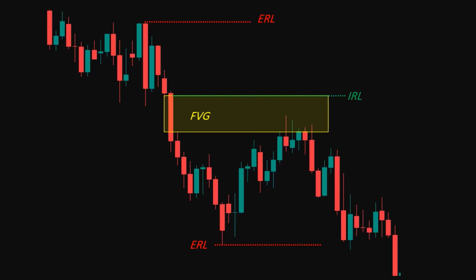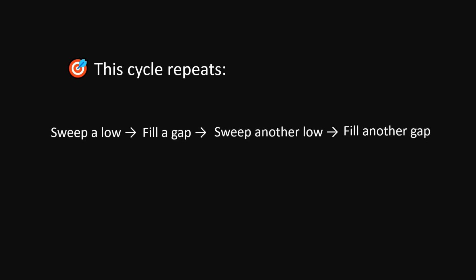With liquidity cleared, the market reverses to rebalance by filling the next internal fair value gap below. This cycle repeats: sweep a low, fill a gap, sweep another low, fill another gap. It's a simple, elegant rhythm that the market follows, and once you learn to identify this pattern, your entries, targets, and timing become much more precise.